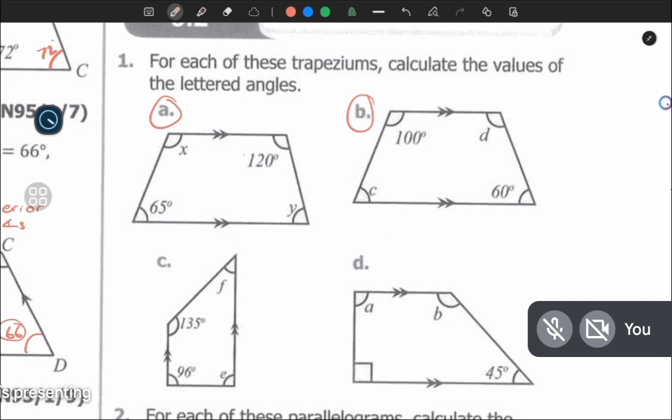Okay, sir, I'm done. Okay, tell me. X is 115, Y is 60, C is 80, and then D is 120. So basically, you get these angles and you get 180. So sum them up, right?